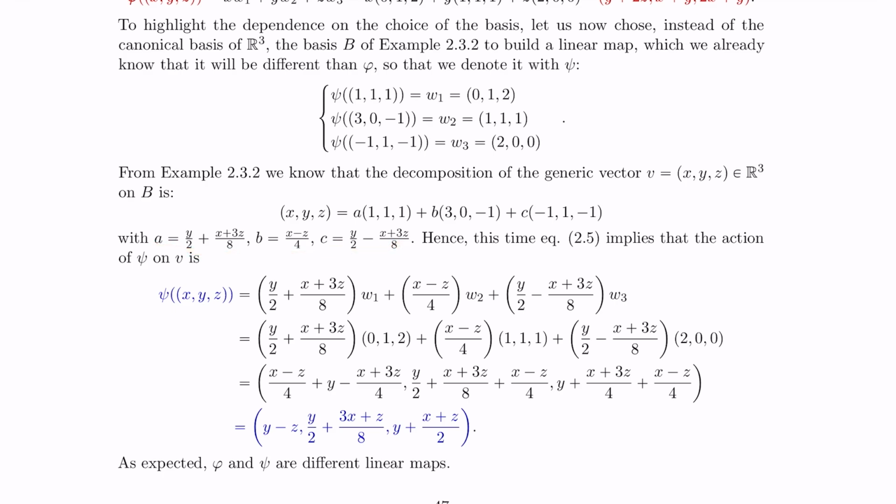Hence, the expression of the novel endomorphism psi that we build using the strategy that we know is obtained by the linear combination of the vectors w1, w2, and w3 with coefficients given by the components that are written here. If you perform the easy algebraic computations that are written, you arrive at the final form of the endomorphism psi. By comparing the linear maps phi and psi, you can see that, as expected, they are different.